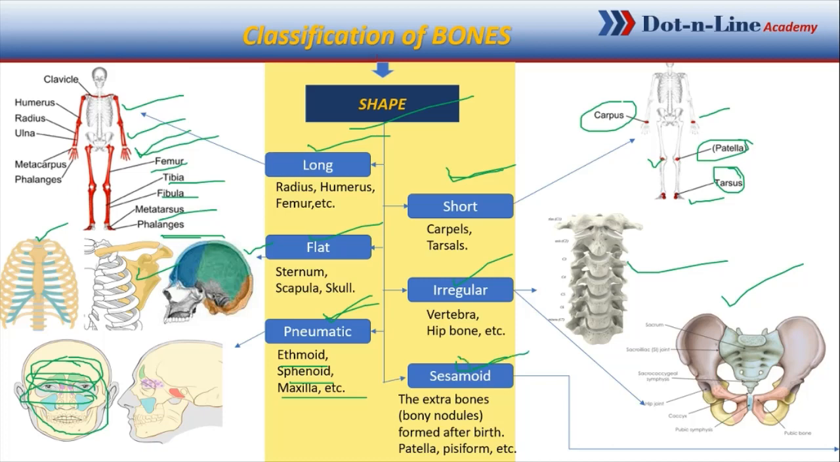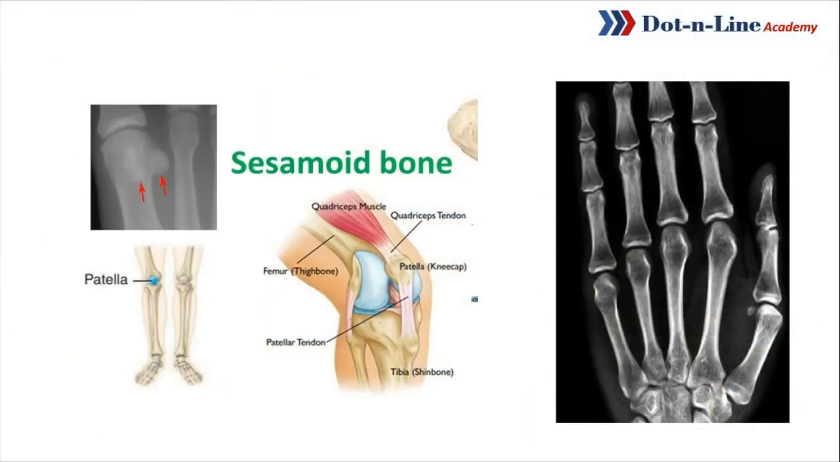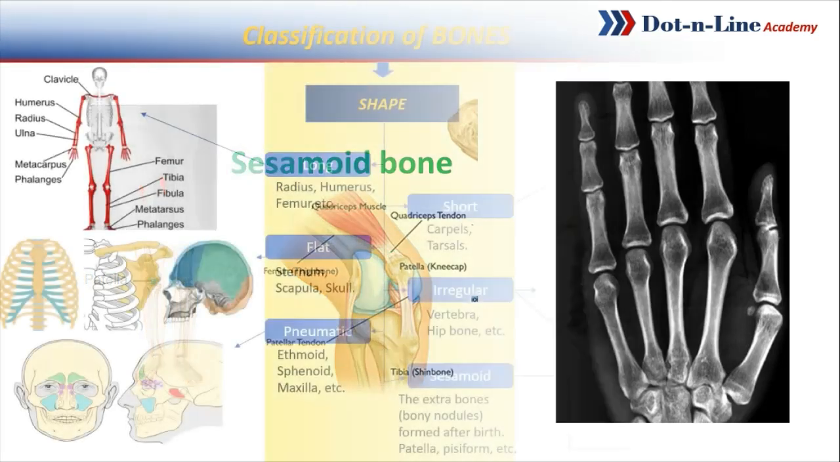Sesamoid bones: the extra bone or bony nodule formed after birth. These are some special bones, or rather some extra bones that are formed in our body. Some bones are default, like the patella. Patella develops after birth and is a sesamoid bone. It forms in the quadriceps tendon; between the quadriceps tendon this ossification occurs and the patella is formed.